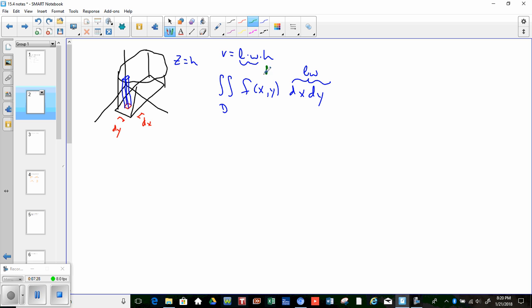So h is your z value, right there. All right, and that's how we did it in rectangular.